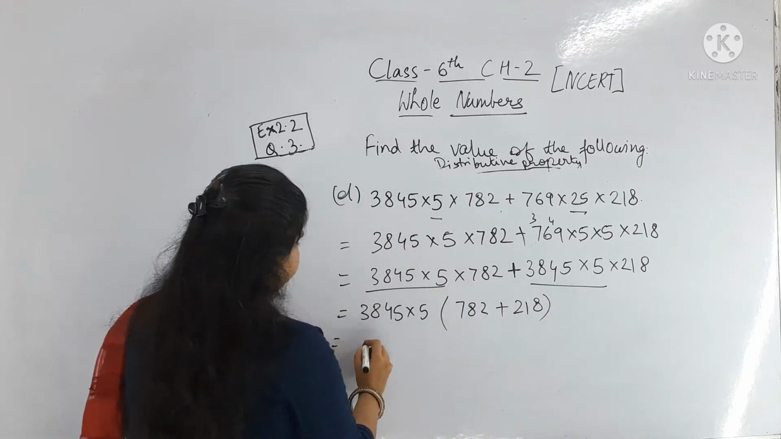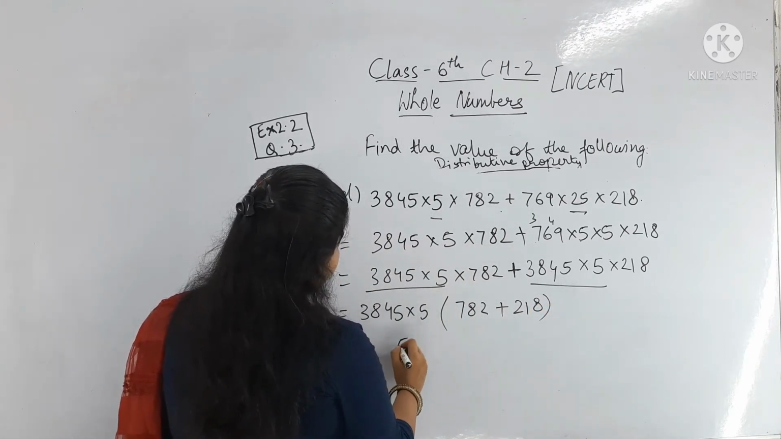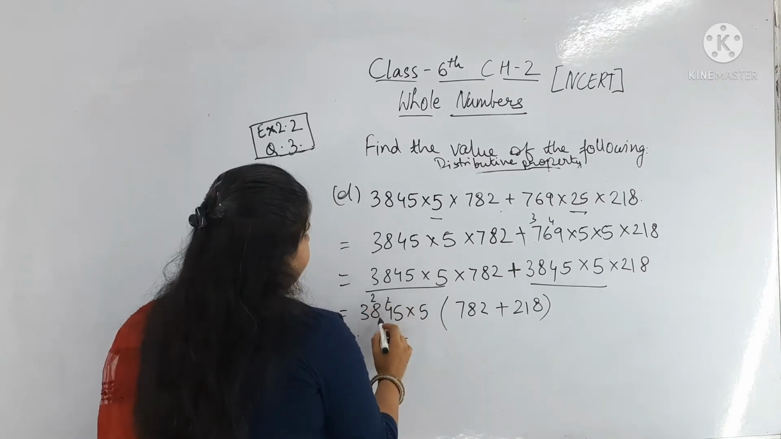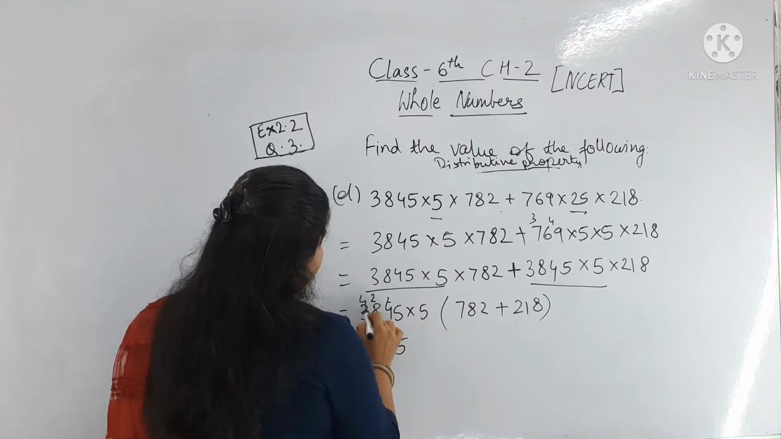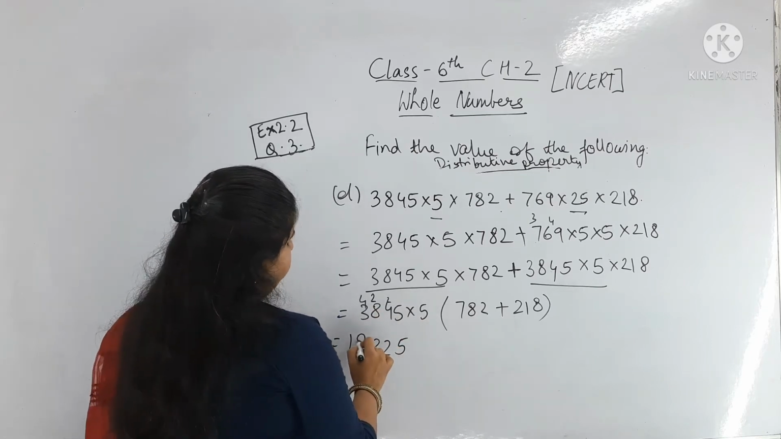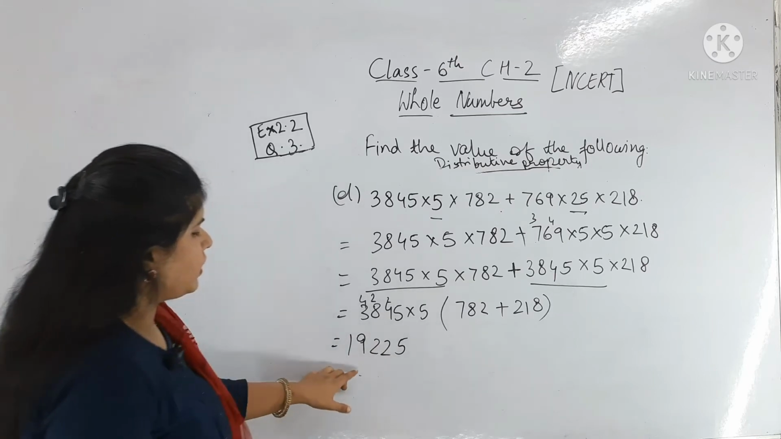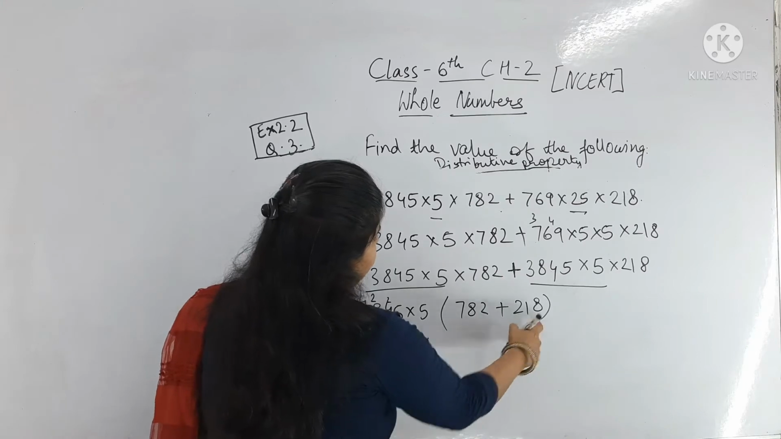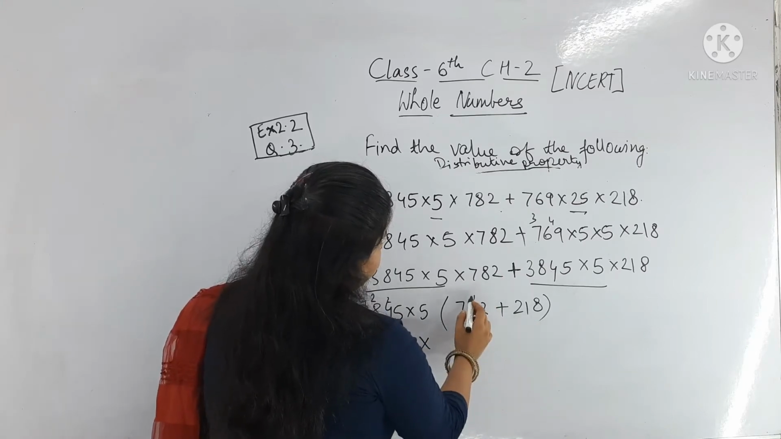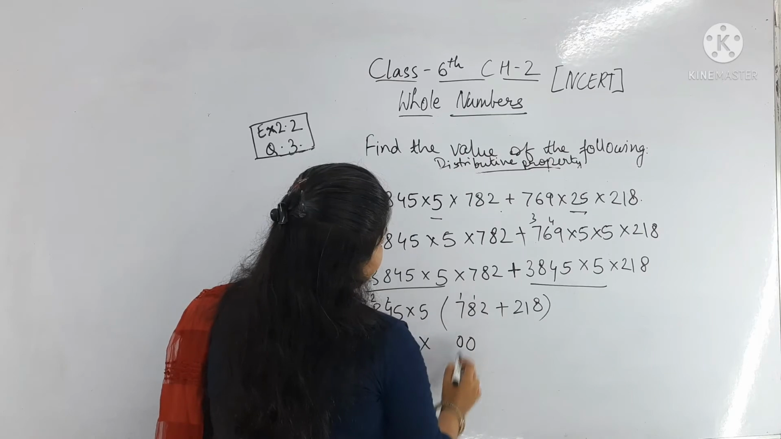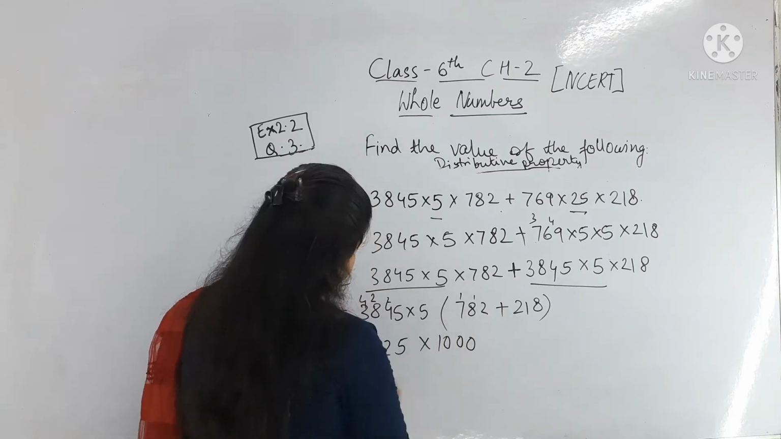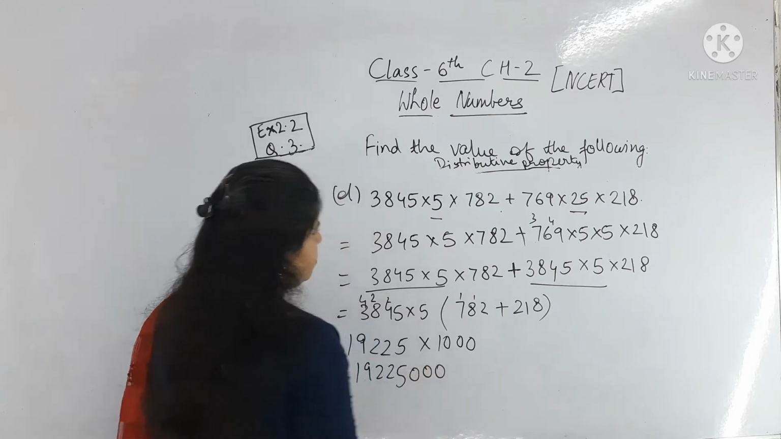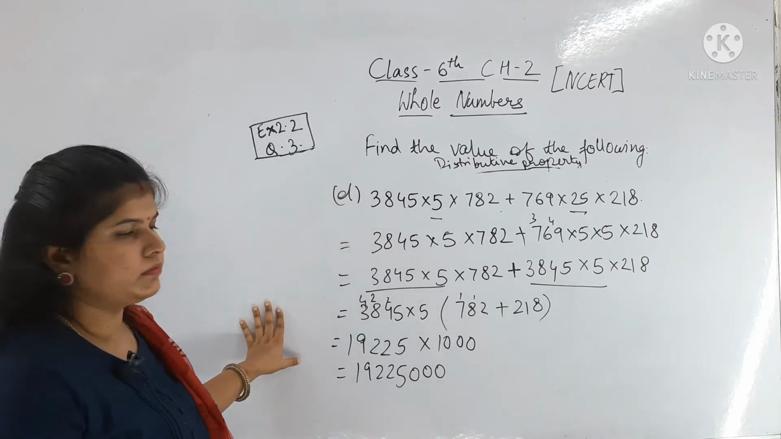5 5s are 25, 5 4s are 20 plus 2 is 22, 5 8s are 40 plus 2 is 42, 5 3s are 15 plus 4 is 19. So I am getting 19225. Into this, 8 plus 2 is 10, 8 plus 1 is 9, 9 plus 1 is 10, 7 plus 2 is 10. So I am getting 19225000. This is your D part of question number 3.